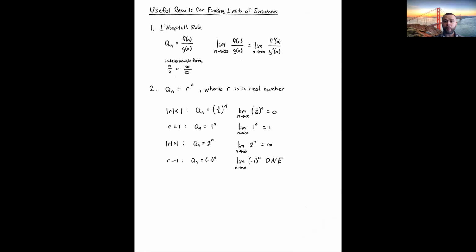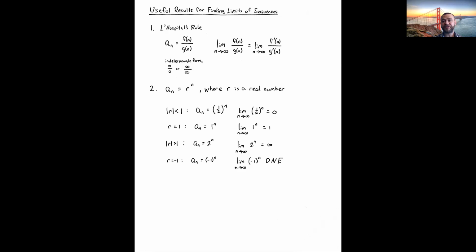All right, another useful result is when we have a sequence defined as some number raised to the nth power. We're going to call that base number some real number r. So our term here is r to the n. Let's take a look at a few possibilities. Maybe we have the value for r less than 1. Let's say r is 1/2.